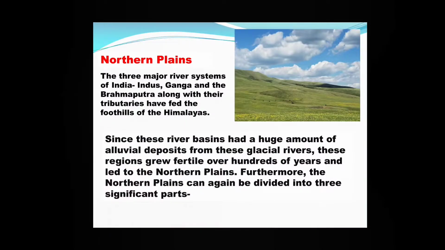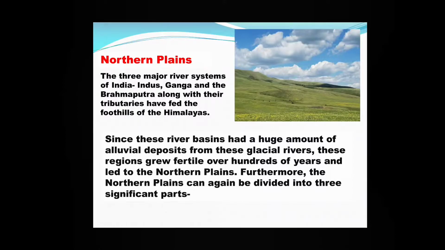Northern plains. The next physical feature is northern plains. Just below the Himalayan mountain is the northern plains. The 3 major river systems of India, Indus, Ganga and Brahmaputra, along with their tributaries, have fed the foothills of the Himalayas. That means the Tarai region of Himalaya. Since these river basins had a huge amount of alluvial deposits from these glacier rivers, this region grew fertile over hundreds of years and led to the northern plains.